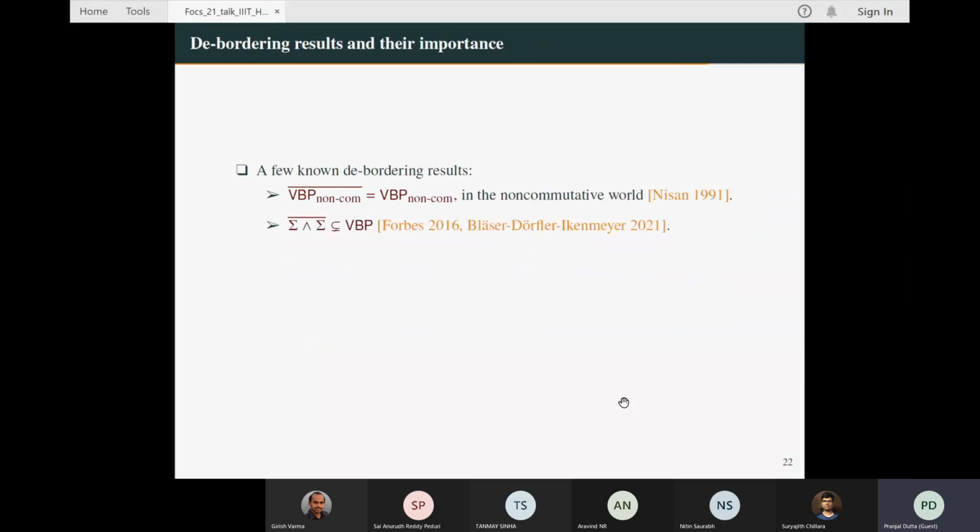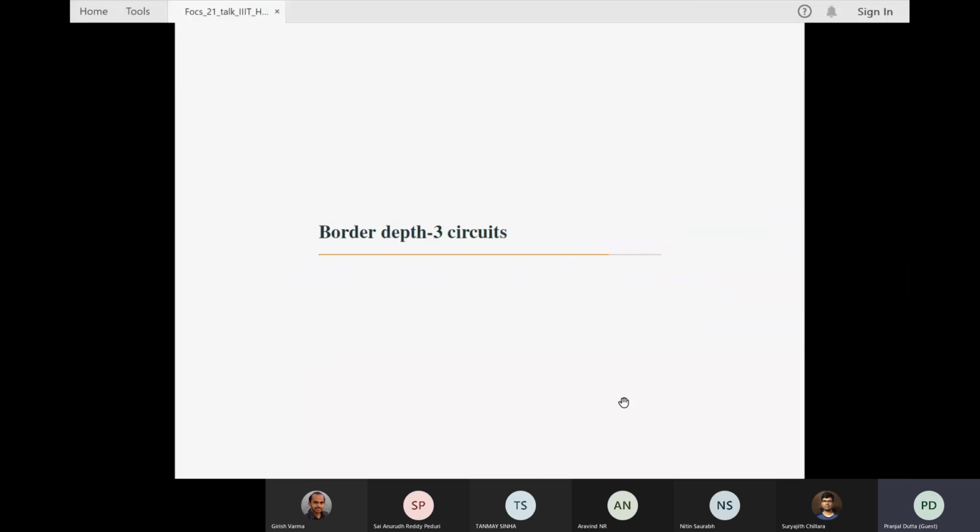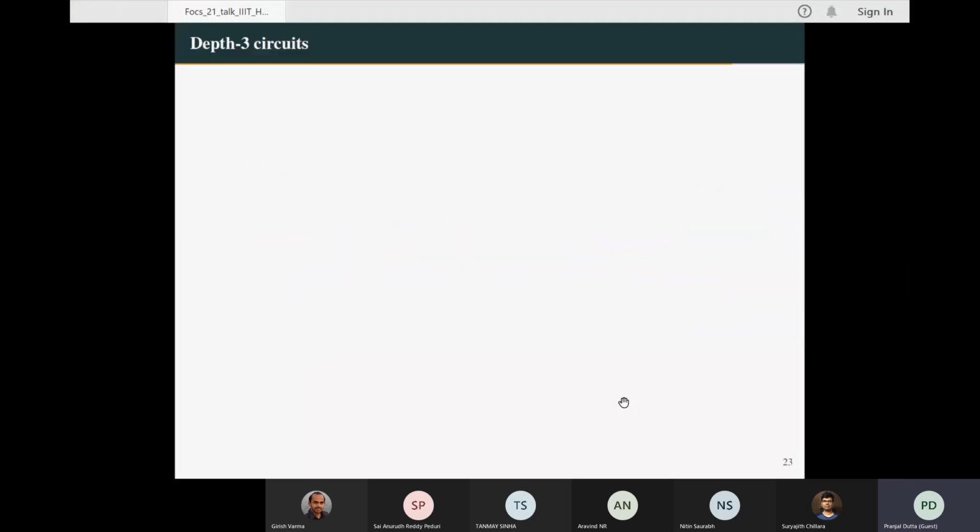So let's just skip this: what are the known results, and why debordering, and so on. Let's just come to depth 3 circuits. Now I'll come to our result and what it says. So let's first understand what depth 3 circuits are.